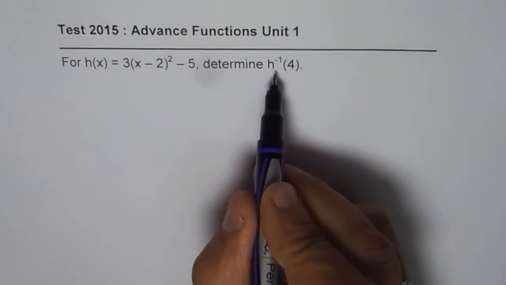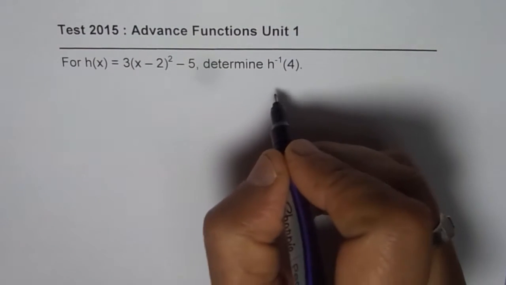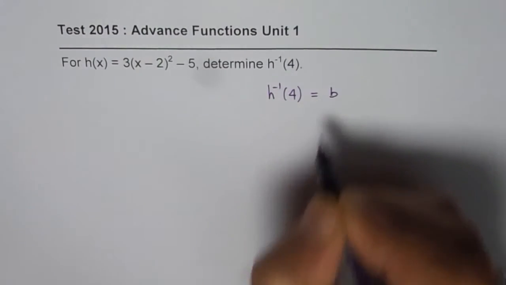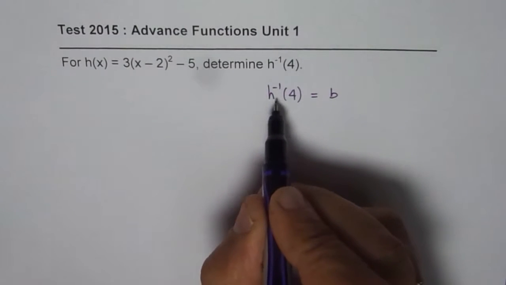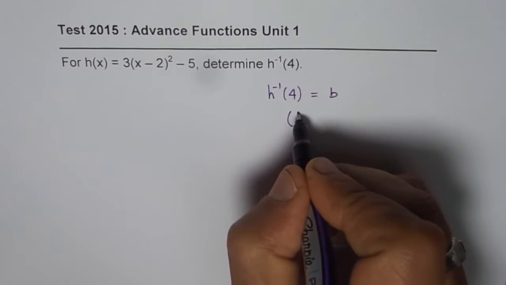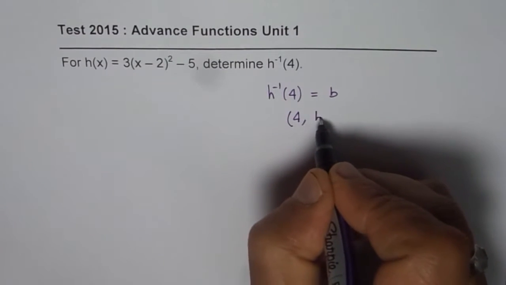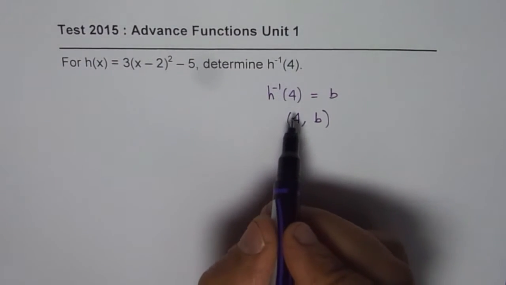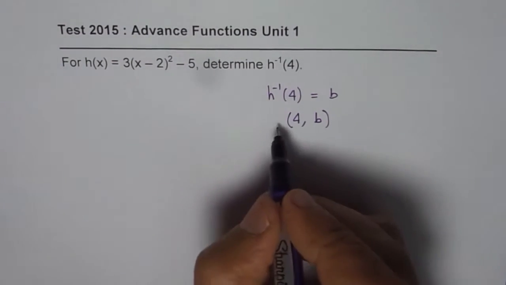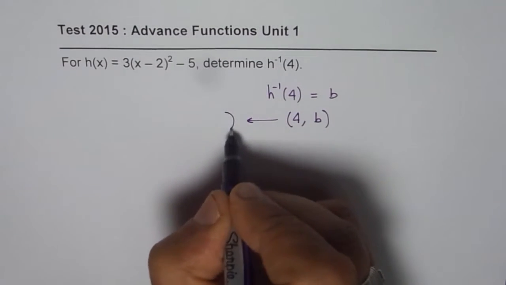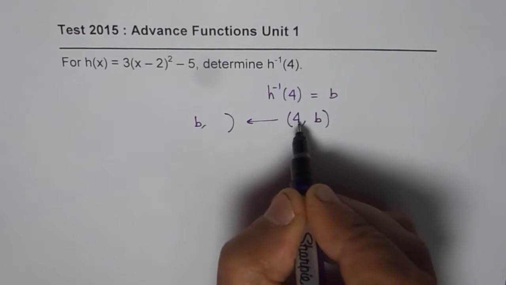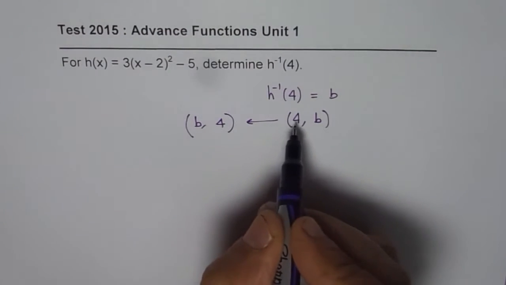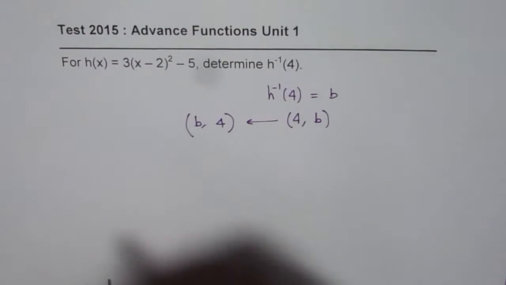We have to find h inverse of 4. Let us say that h inverse of 4 equals b. In that case, what is the point on h inverse? The point on h inverse is, for x value of 4, we have y value of b. Now, how will this translate on the function h of x? On h of x, this will be reversed, right? So we will have b as the x value, and the y value becomes 4. Do you understand? So that is how this point is going to be on the function h of x.